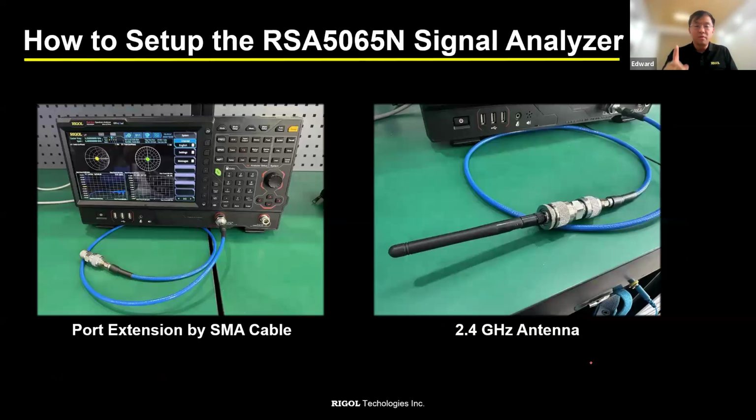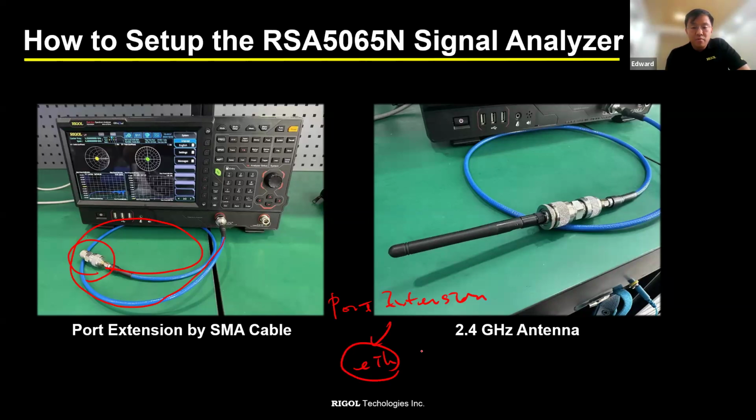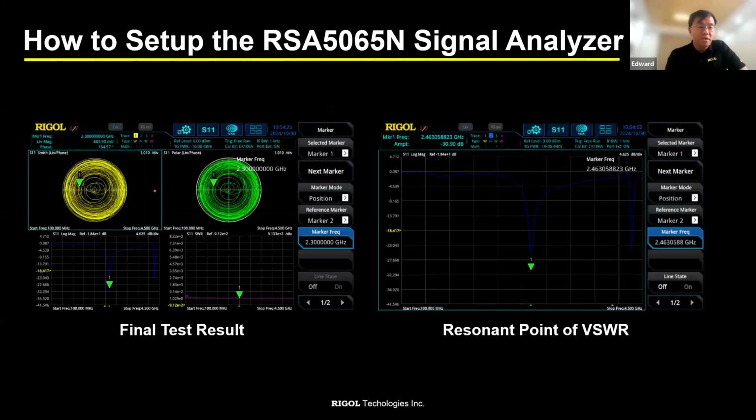So that is the test procedure you can see here. We can use the extended SMA cables to do the open, short, load calibrations and use the port extension calibration technique to eliminate the residual effect. And then we can hook up the antenna here to get a more accurate result like this one, you see?